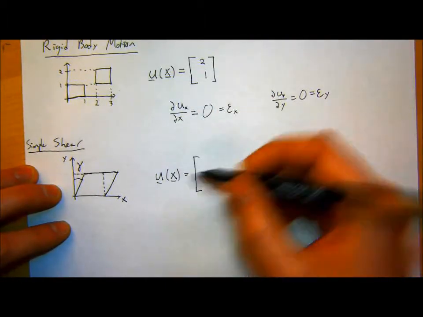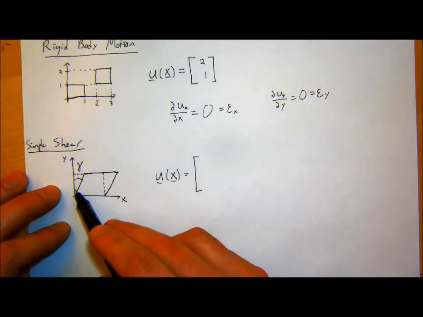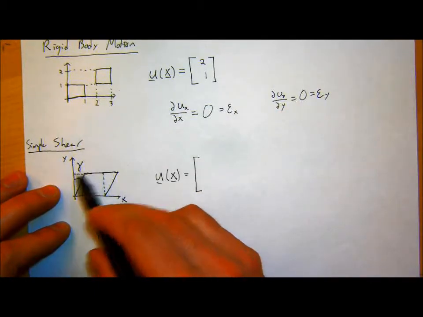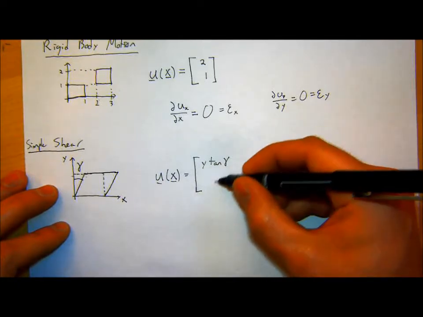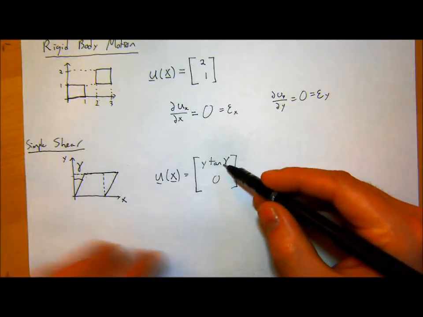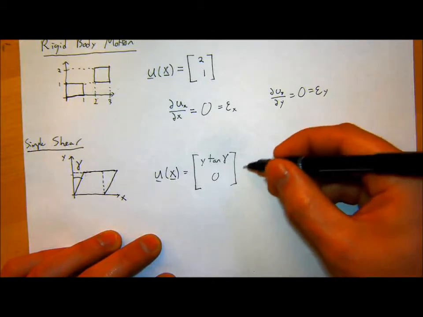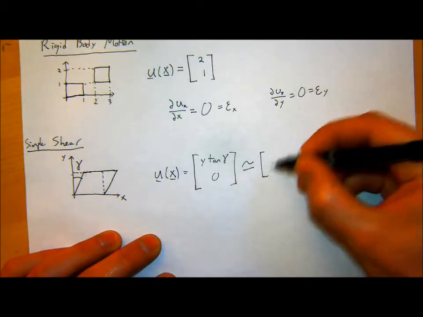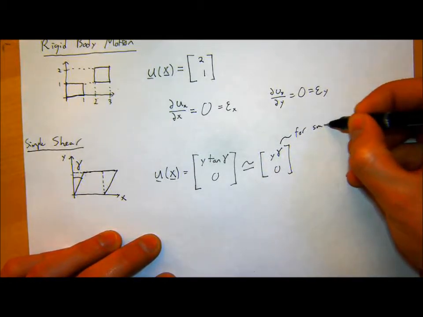I can say no matter what point they started in x, it's not actually dependent on x where they move, but what relative point they started in y actually does change where they move. So now the amount that they're moving over here is going to be dependent on y tangent of gamma. And in y, they're not actually moving at all. So here my u_y is 0. So now, this is a body in pure shear. I'm going to say this is approximately equal to y gamma for small strains.